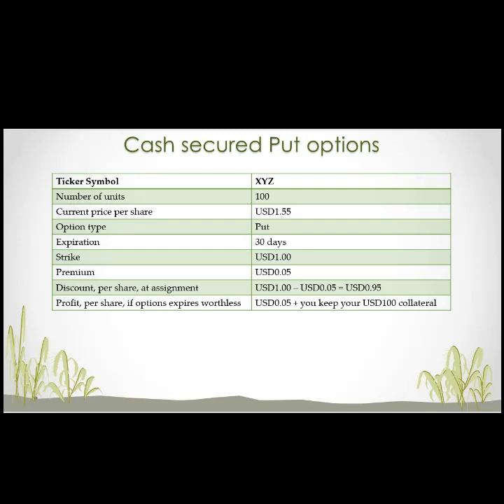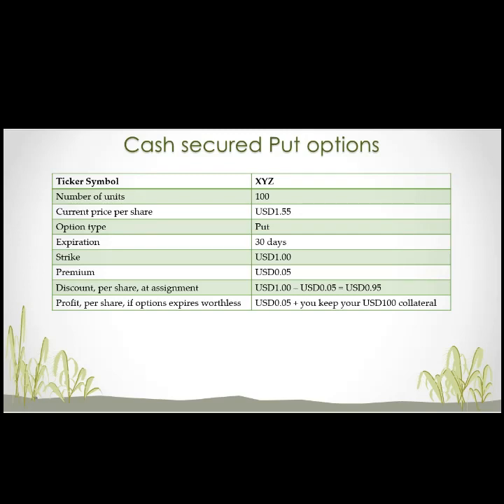So let's go back again to the illustration of ticker symbol XYZ. Imagine that the value of ticker symbol XYZ has risen to $1.55 and you feel like a good price for you to buy the stock, if it was to come down, would be $1 per share. You could sell a put contract on the options chain, and let's assume that the premium on the $1 strike for the put option that expires in 30 days is trading at 5 cents per share.